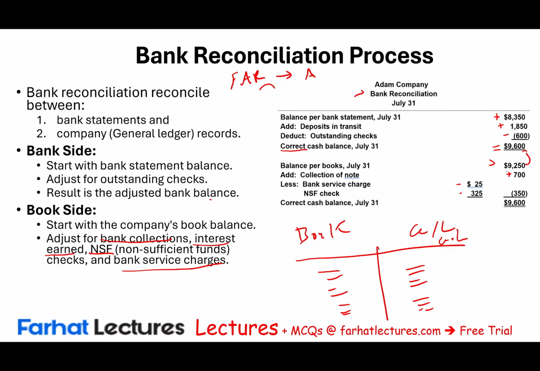So all in all, if we take the book balance, 9,250, add the money that the bank collected for us, $700, maybe a customer paid the bank immediately, deduct the bank fee, deduct the non-sufficient check, we will come up with an adjusted balance, or I'm calling it here in quotes corrected cash balance. It's really the adjusted balance of 9,600. So I just showed you the ending product of a bank reconciliation.